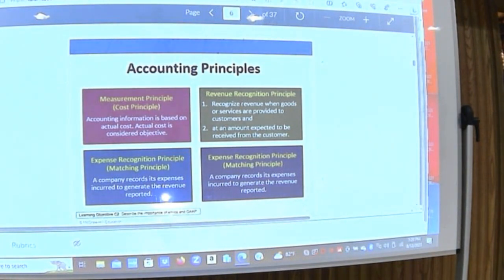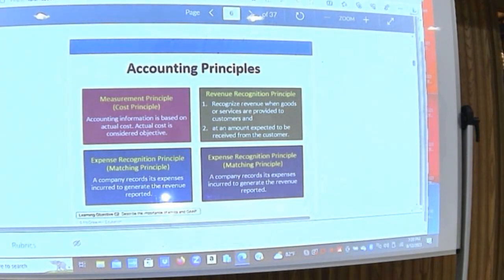Now here are four very important rules or principles. First one on the left-hand side there, the measurement principle, accounting information based on actual cost. In other words, when you buy something, you record it at what you actually paid for it. At that moment in time, that's its value. A year from now, it may be worth more or less, but we don't go on assumption, we go on actual cost, actual objective information.